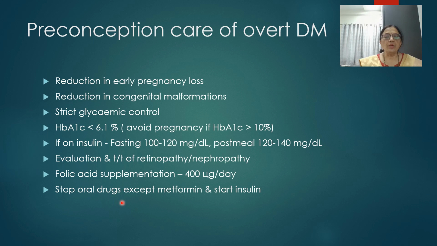We need to stop oral drugs except metformin whenever she is planning pregnancy, and start her on insulin. That is safer, because so many times with diabetes, if there is already obesity and PCOS and she has irregular cycles, the detection of pregnancy might be late, and the damage because of the other oral anti-diabetic drugs which are not safe in pregnancy will already be there. To overcome that, we need to stop the oral drugs except metformin, and we should start insulin whenever she is planning pregnancy.